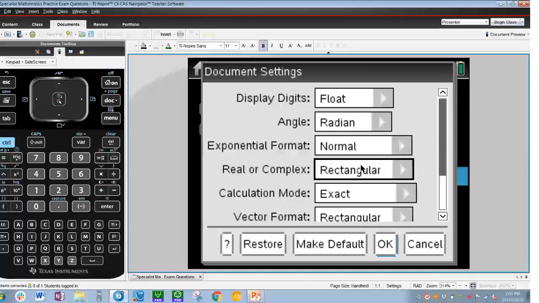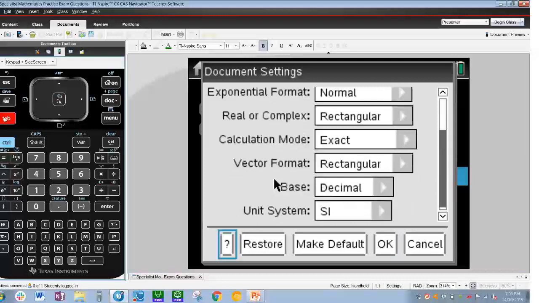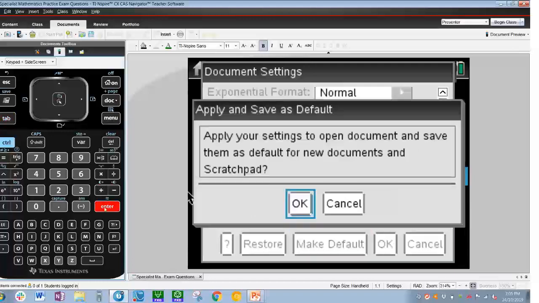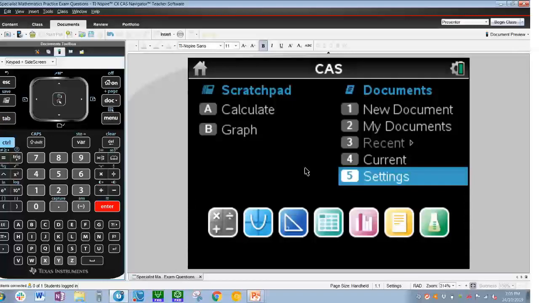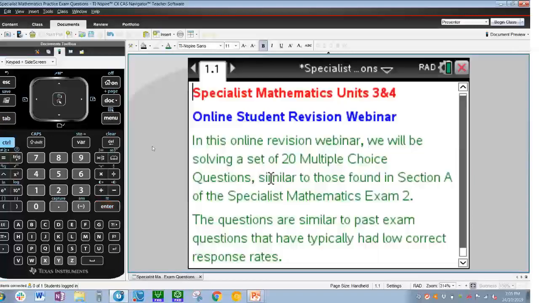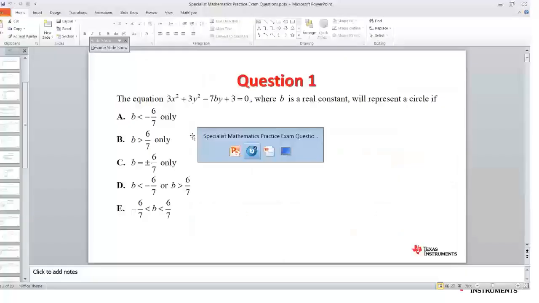If you do have to change it, make sure that you tab all the way to make default, so that any new document you create will have these settings as the default settings. I'll press enter on that, press OK, and then head back to the document I had open. Okay, without further ado, let's make a start on the very first question.